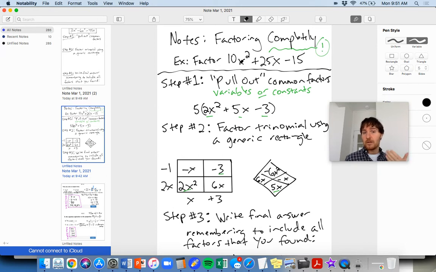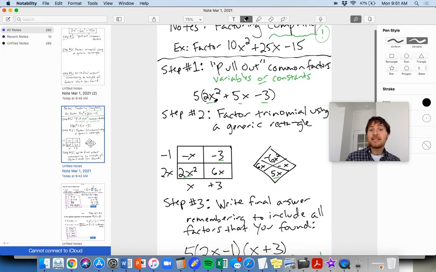We get 10x squared. Well, how can I write 10 as a composite number? Well, that's just 5 times 2. How can I write 25, which is a composite number, in terms of its factors, right? 5 times 5, good to go. What about 15, right? 15 is 5 times 3, so I could leave the 3 here and it's negative, right? So we have to do that. Okay, there's the first step. Second step is taking this trinomial and popping it into a generic rectangle, okay?